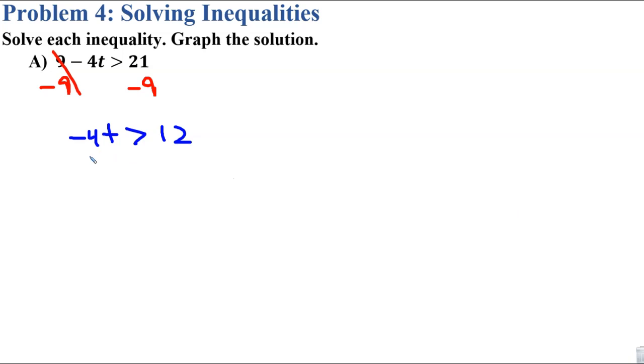And then what I'm going to do is divide both sides of this inequality by negative 4 to get the t by itself on the left. Now, the one trick with inequalities is when I multiply or divide by a negative, I do need to flip that inequality symbol. Okay, this is no longer t is greater than something, it'll be t is less than. Okay, 12 divided by negative 4 is negative 3. Okay, so my solution to this is t less than negative 3.